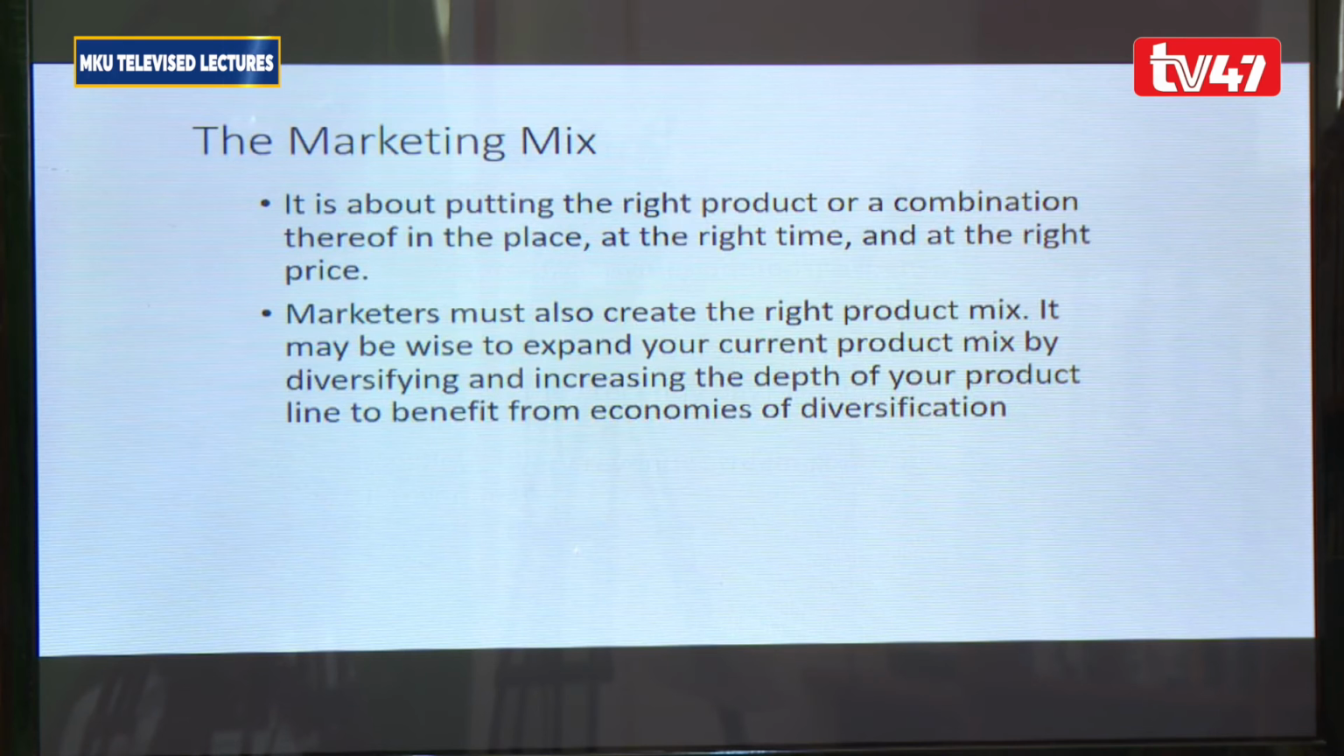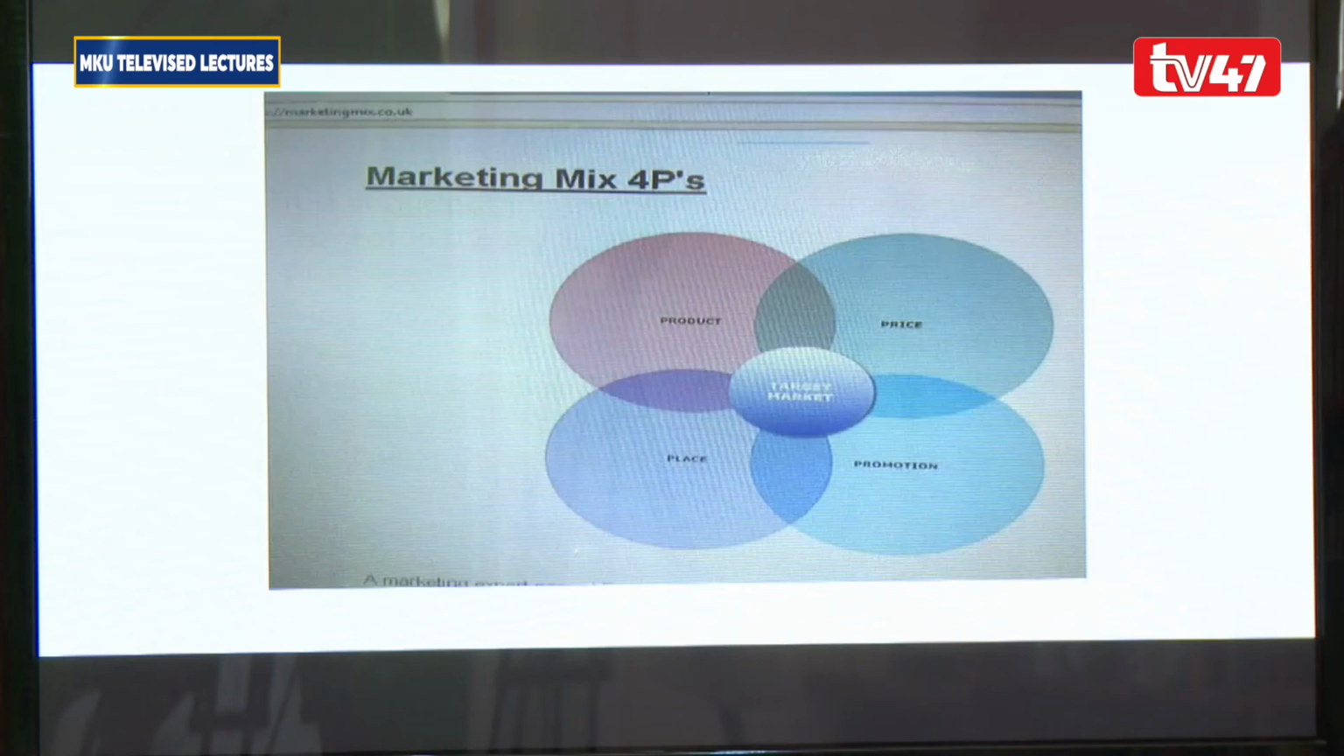Now, we come to what we are calling the marketing mix. This is a combination of programs or items that create success to the target market. It is putting about the right product at the right place, at the right time, and at the right price. Marketers must create that mix for them to be able to succeed. It's like what I've displayed here.